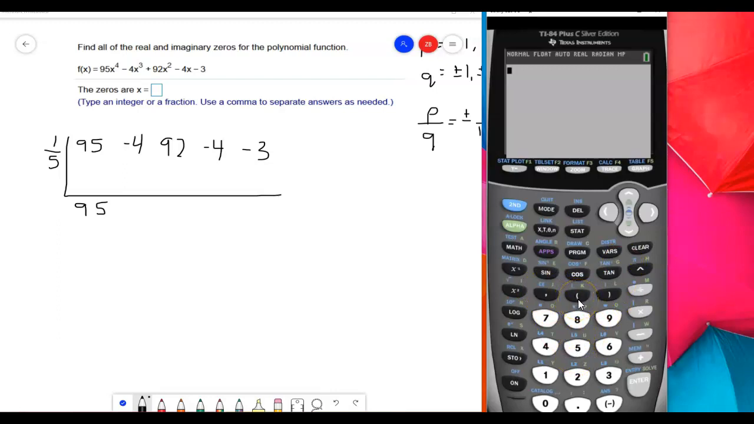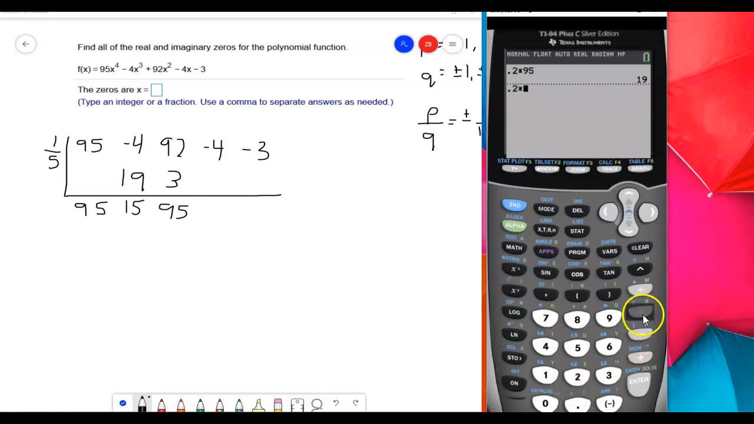So that's just 0.2. 0.2 times 95 is 19. So I put the 19 up here, and then I add that to the negative 4, and I'm going to get 15. And then I'm going to do the 1/5 times 15. That's just going to be 3. 3 plus 92 is 95. And then I'm going to do 1/5 of 95.